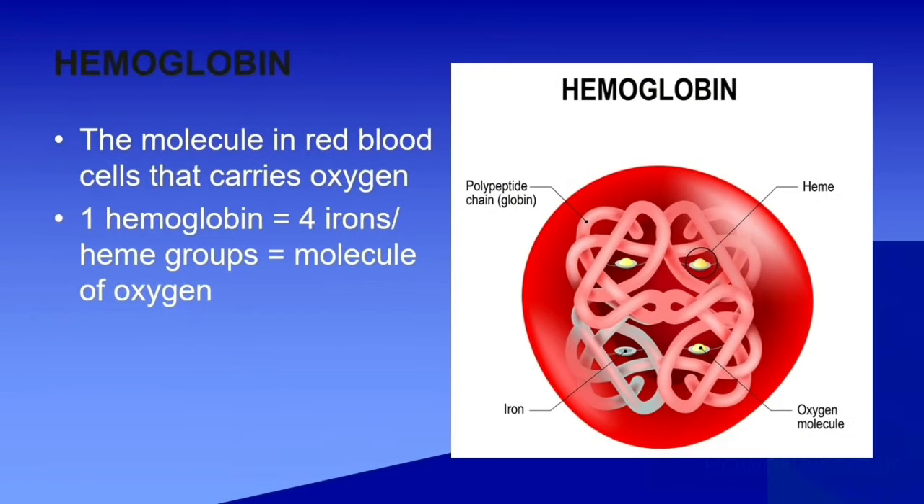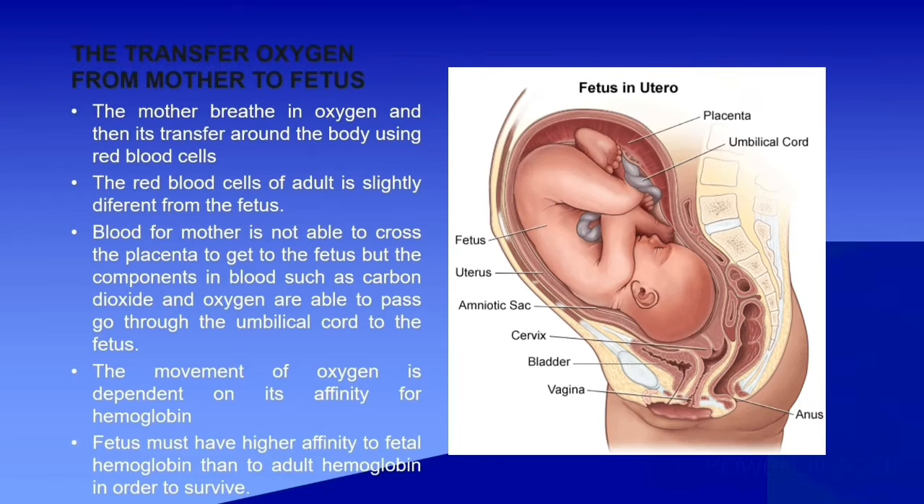In this slide, I will brief about what is fetal hemoglobin and adult hemoglobin. First of all, we must know what is hemoglobin. Hemoglobin is the molecule in red blood cells that carries oxygen. One hemoglobin is equal to 4 iron/heme groups, each of which binds a molecule of oxygen.